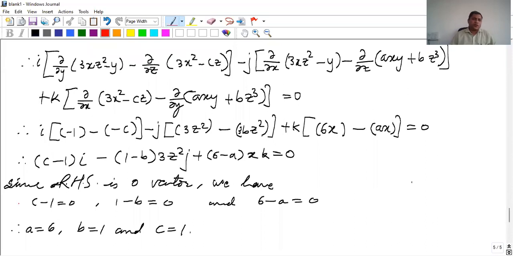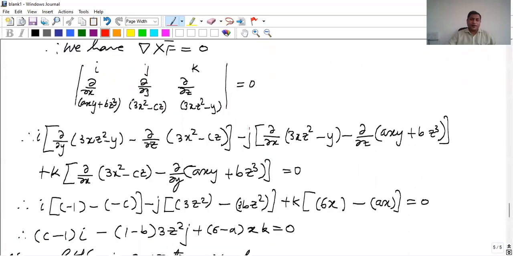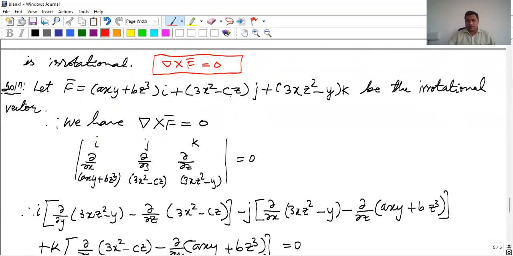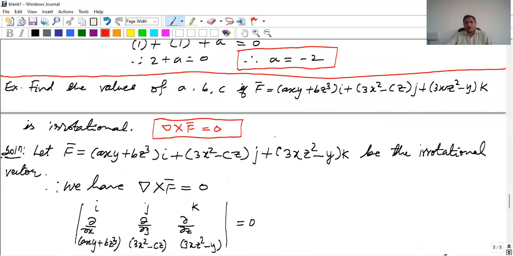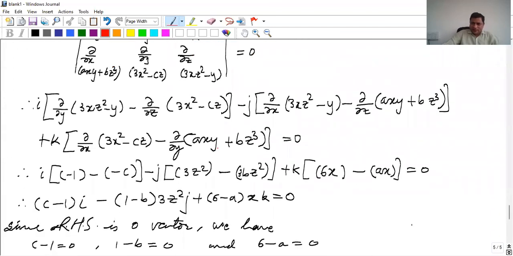So we can write here, hence a is equal to 6, b is equal to 1, and c is also equal to 1. So if I know the value or the property of the given vector, then I'm able to find the missing constants. Here the information given was that this vector is irrotational. If it is irrotational, we know del cross a bar is equal to 0. So using this information, we calculated the values of a, b, and c.